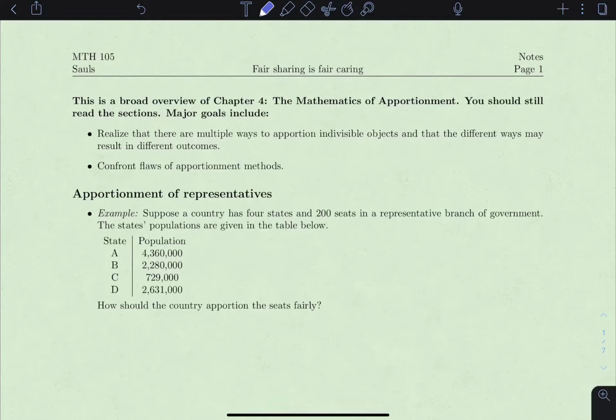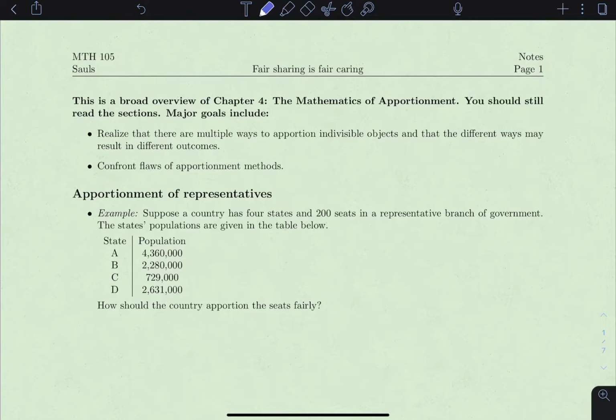And so we're going to present multiple ways to do that, and we're going to conclude that there's not really a best method for that division. So this first video is just about setting it up. We're going to show a problem that highlights the apportionment issue, and we won't necessarily resolve it, but we'll get an idea of where we need to go.